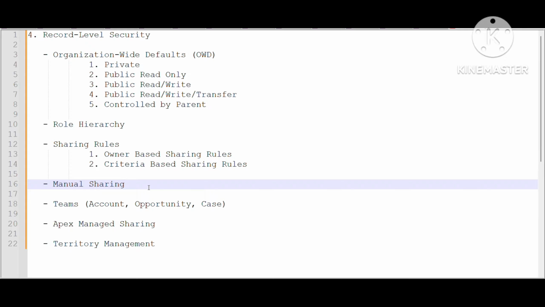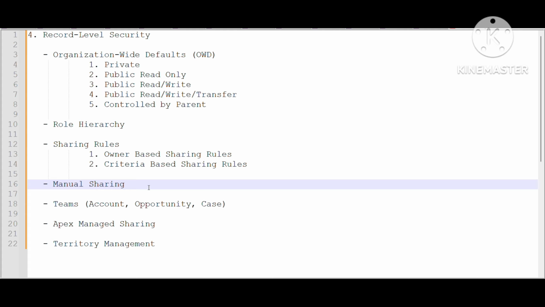Then also we have apex sharing rules. Basically, it is a programmatic way of sharing records when a declarative method like owner based sharing or criteria based sharing rules cannot handle the requirement. In that case we go with apex sharing. Say for example, if we need to share a certain record of a manager with their subordinates, in that scenario we can go ahead with the apex sharing rules.